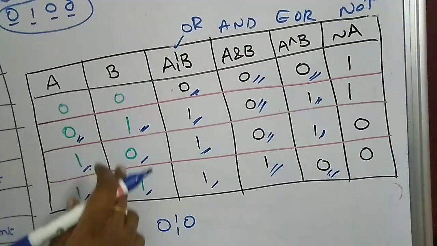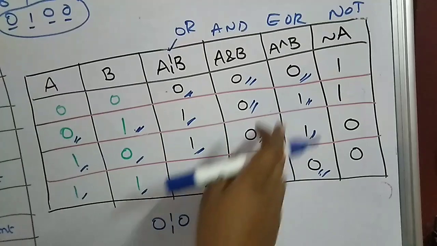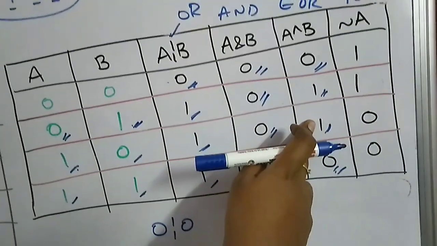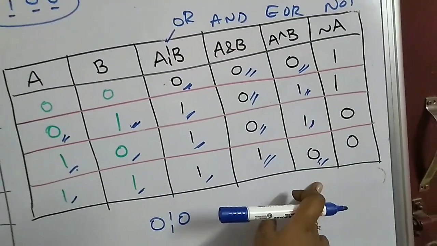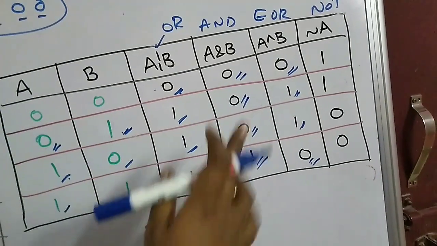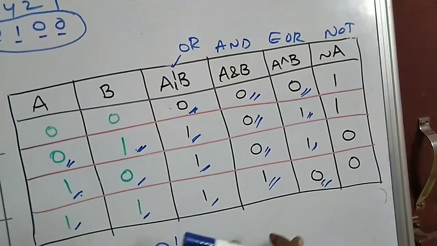It means that it needs to have a combination of 0 and 1 to get an output of 1. If both are 1, then the output is 0, and if both are 0, then the output is 0. This is for exclusive OR.